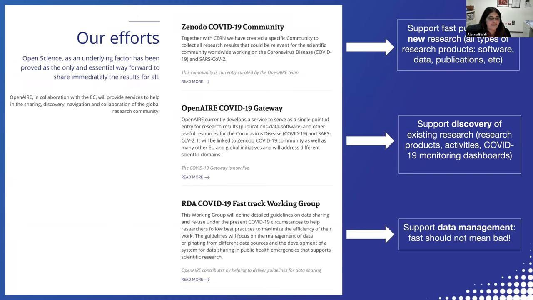And we did this by creating and managing, with the support of experts, a Zenodo community where people can add any type of research products related to COVID-19. The other line of action is to support the discovery of existing research on coronavirus. And the third line is the collaboration with the RDA COVID-19 Fast Track Working Group, who define guidelines to support data sharing and data reuse on COVID-19 and during COVID-19, because publishing fast, sharing fast should not mean sharing bad.